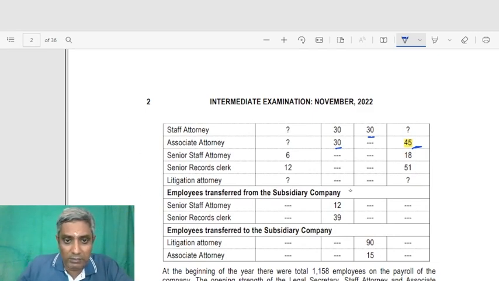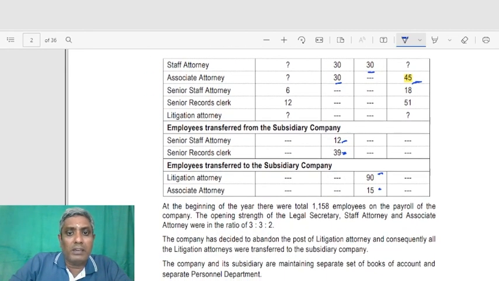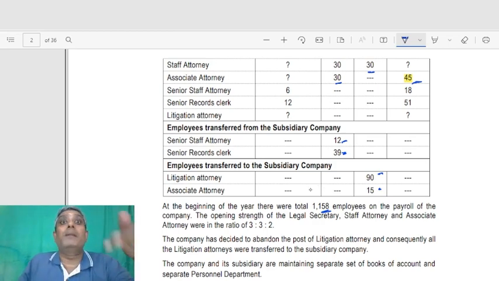Now, employees transferred from the subsidiary company are 12 and 39. Employees transferred to the subsidiary company: litigation 90, associate 15. Now, at the beginning of the year, there were 1158 employees on the payroll. This is a huge indication for us, is it not? This is very good information, as the total number of employees at the beginning is available. Now, for the question marks, we need to fill up the remaining data. While reading itself, in your mind, it should go on.